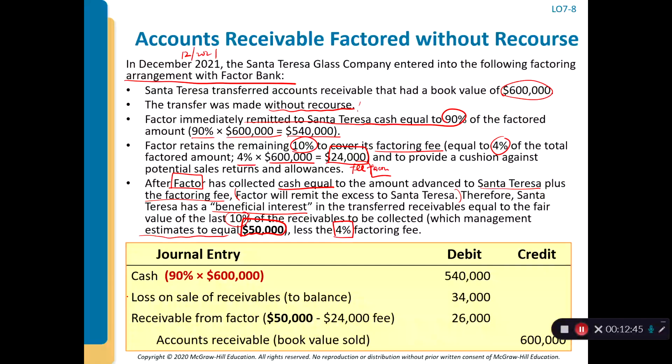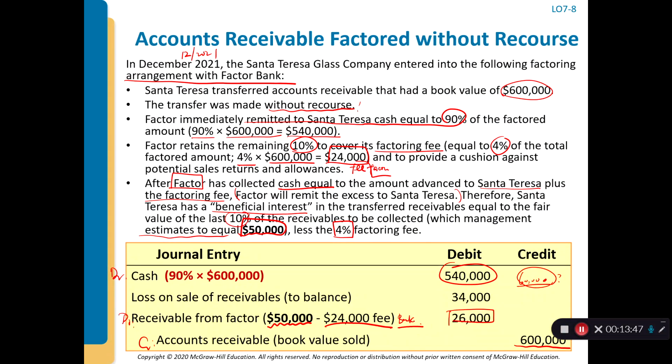So the bank only gives you 90%, so you debit cash for 90%. And of course you write off your accounts receivable, taking the 600,000 off your books. In between there's a $60,000 difference. If they collect everything, the difference beyond what they advanced you is $60,000. However, you only estimate there will be $50,000, not $60,000, because there's some bad debt and allowances. You cannot collect 100% of everything. So you assume it's going to be $50,000, and the fee they will charge is $24,000. Hence, you only expect $26,000 to be paid back to you by the bank.